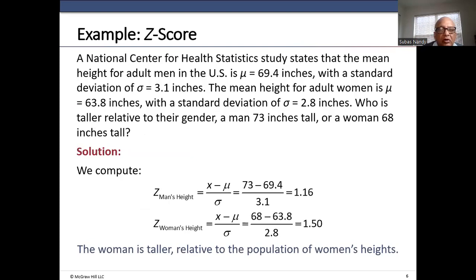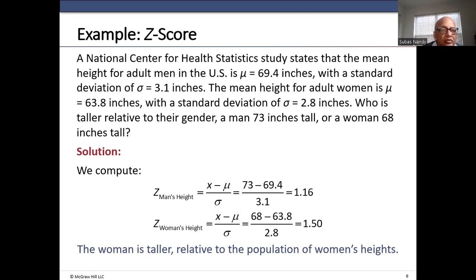So find the Z-score. The adult man mean is 69.4. This particular man is 73. So 73 minus 69.4, that is the deviation, divided by 3.1, which is the population standard deviation. So the Z-score is 1.16. That means this particular man, 73 inches tall, has a height 1.16 standard deviations above the mean for men.